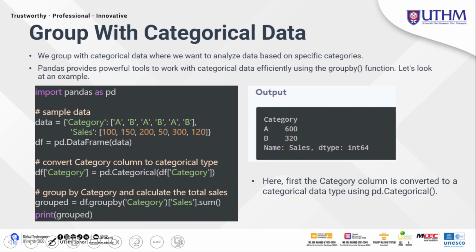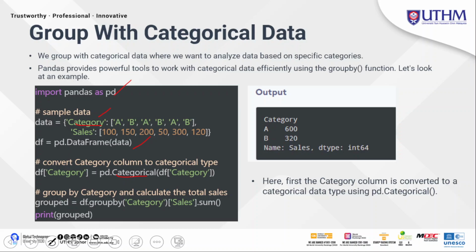Group with categorical data. We already learned about categorical data. So we group with categorical data where we want to analyze based on specific categories. Pandas provides powerful tools to work with categorical data efficiently using the group by function. Let's look at an example. Import pandas, then create the data frame. Done. Convert the category column to categorical data type. So df category, this one, they convert with pd categorical, df category.